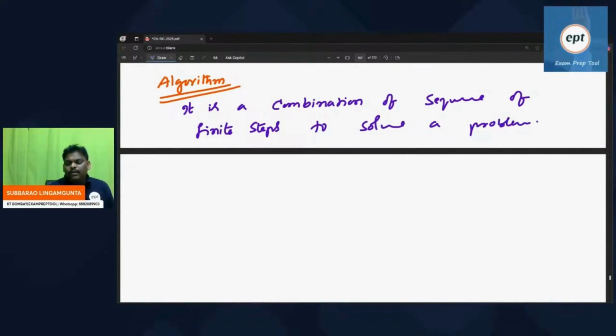Everyone will get it. I have never seen a person who attended my lecture of algorithms and didn't get algorithm. If you don't know algorithm, you will also get it. Every student of mine got the algorithm subject. I started from the definition. It is a combination of a sequence of finite steps to solve a problem.